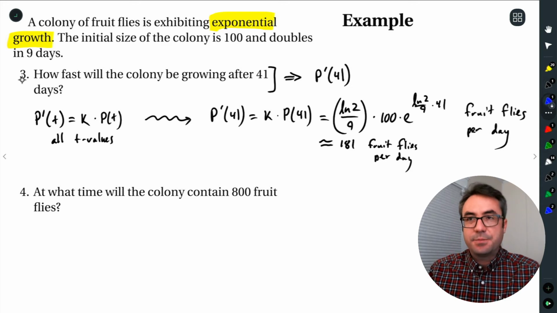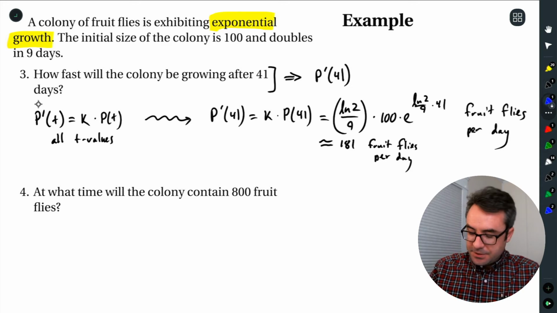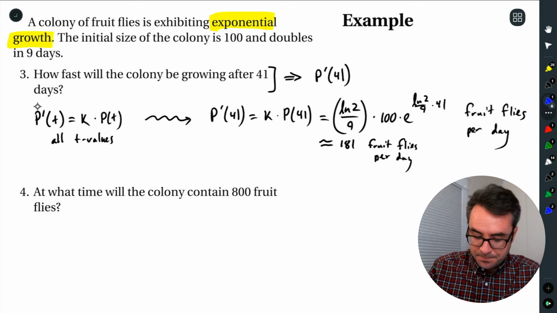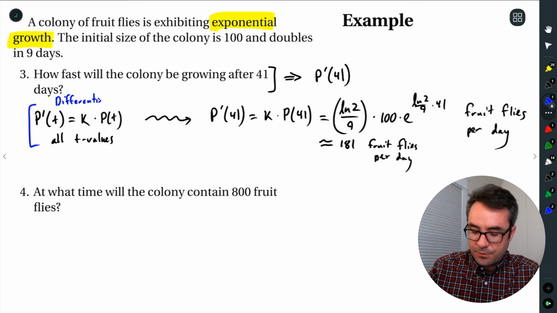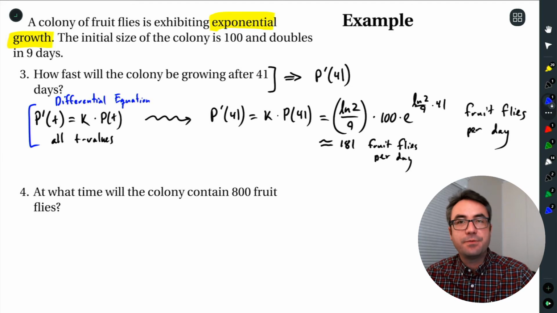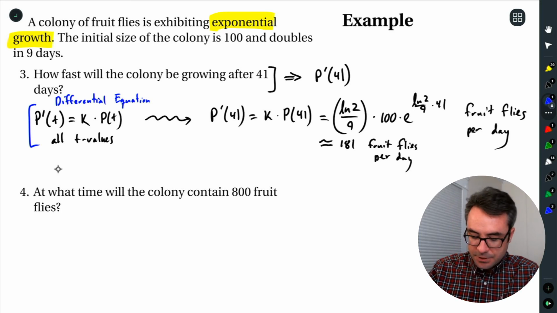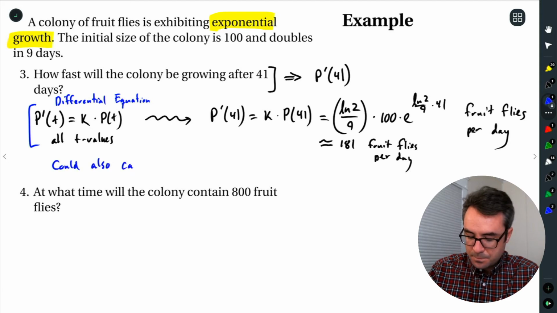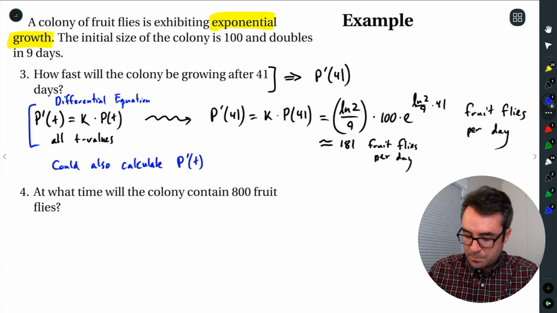Another way to actually back up to the third one here. So in this solution, we used our differential equation. That's what we're using here, this differential equation, to help us figure out the derivative. Perfectly fine. But another option that we could do is use our derivative rules. So we could also just calculate that derivative directly.